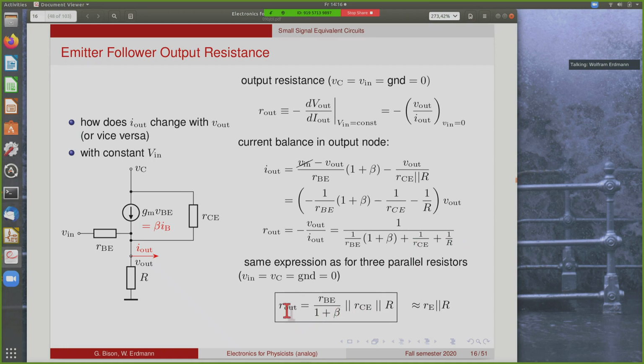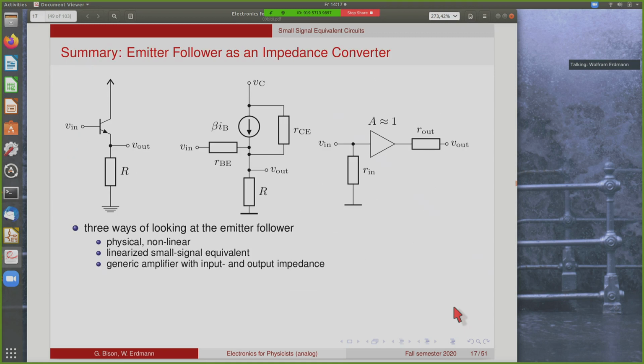So we can write it as R out is the parallel resistance of RBE over 1 plus beta, and RCE and R. So this is RE, of course. So in most practical cases, we can again neglect RCE here, and we roughly have the parallel value of RE and R. Okay, so now we have what we needed to characterize the emitter follower as an amplifier.